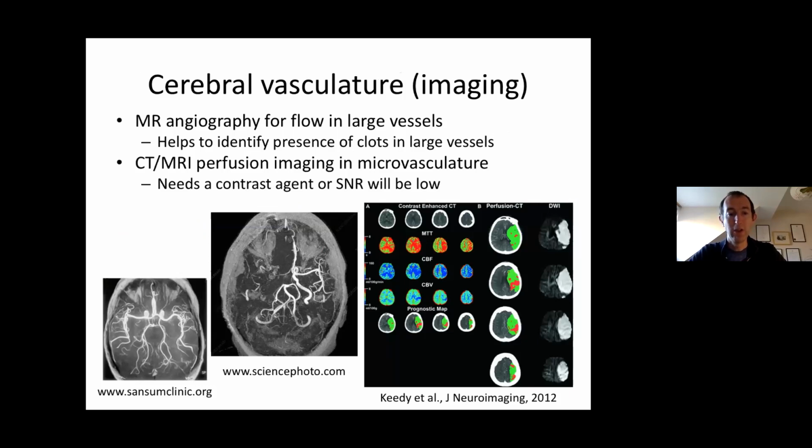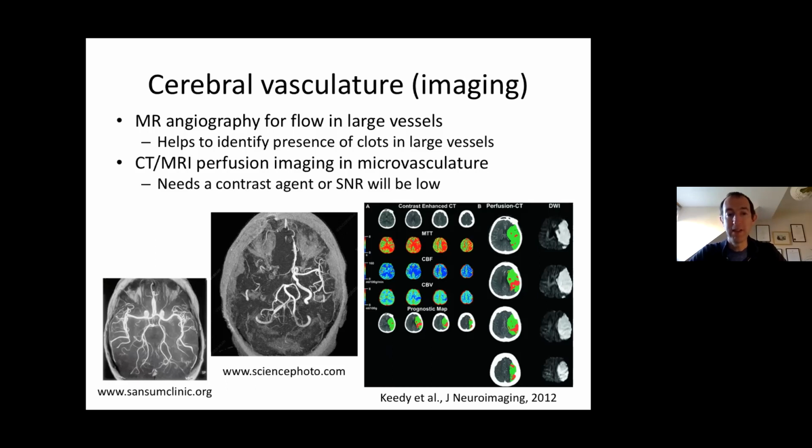And we can look at the flow in these individual large vessels, but you can clearly see from these images that you only get down to a certain diameter of vessel beyond which you really just can't get any kind of resolution at all. And there's about 1 millimeter before you reach that point. And on the right, you can see some perfusion imaging done using CT in this case, and can also be done using MRI, looking at perfusion imaging.